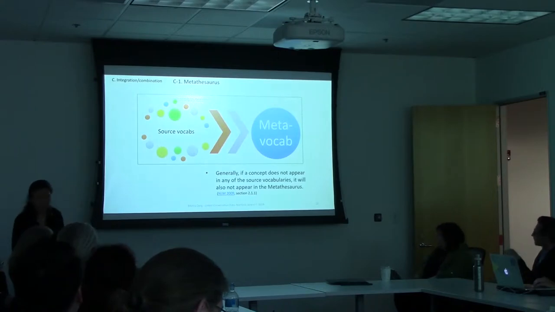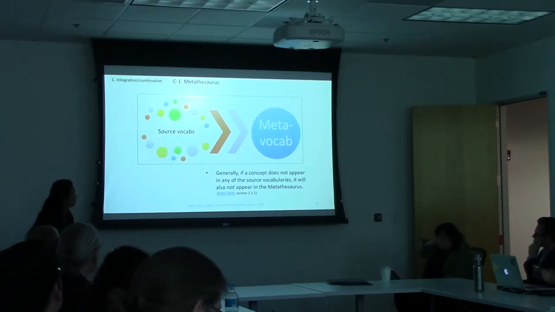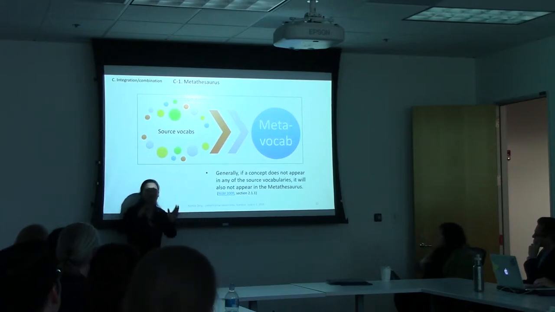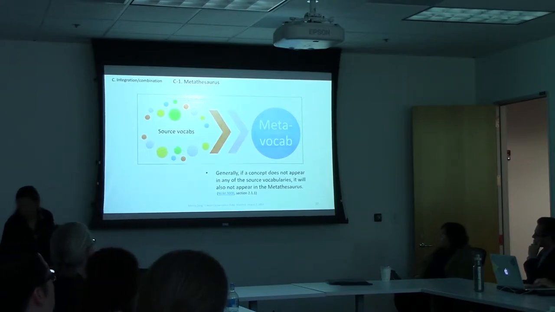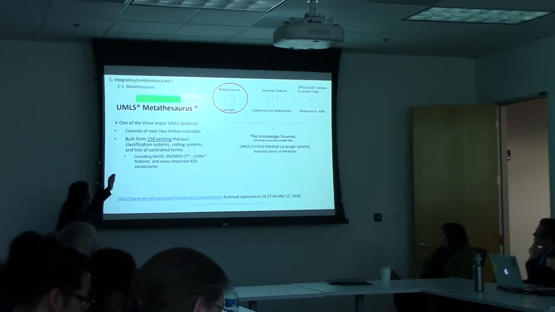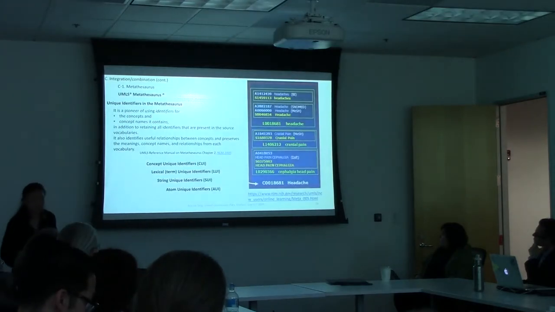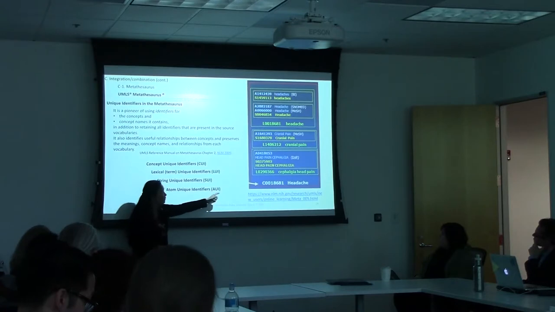Everyone knows that the National Library of Medicine has this meta-thesaurus. That's the term they came up with. Generally, if a concept does not appear in any of the sources, it will also not appear in my final. So it's completely combined from the many. How many of them? They have already combined 150 existing thesauri, including the most important ones that are used. It's just one of the project products in the UMLS. So how can you tell the differences? They are pioneers before the semantic web. They pioneered using identifiers. So if this is a concept about paddock, this is the ID.